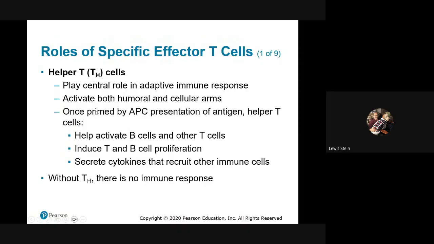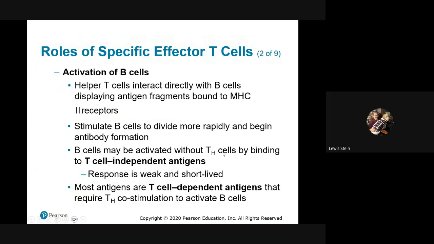So the helper T cell is the big player in this. Its name says it all: it helps activate B and other T cells, and induces T and B cells to proliferate and secrete. Without them there's no immunological response, hence the tragedy of HIV and AIDS eventually. The helper T cells interact directly with B cells, displaying those fragments, and that's typically where you see those in the lymph nodes. That's when you start to feel that your body's starting to fight that cold.